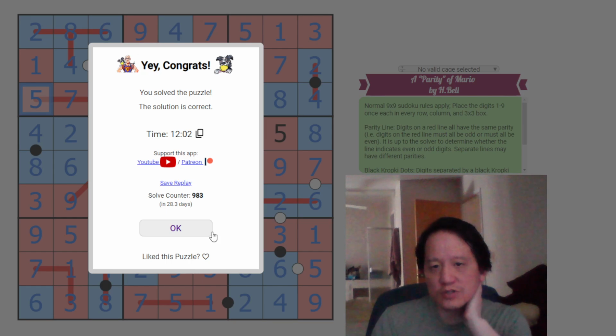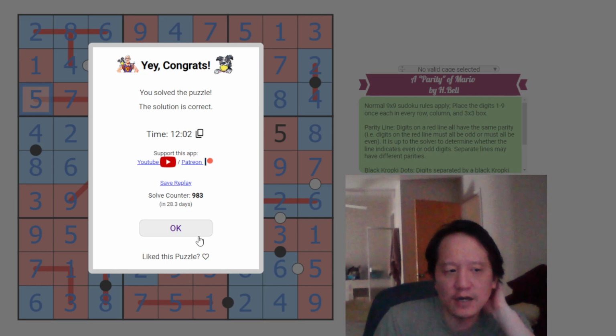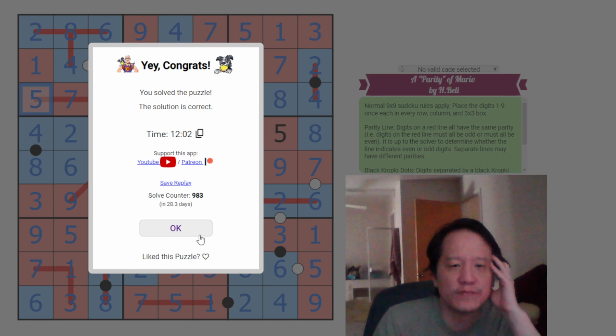And that's the solution. Pretty straightforward. Yeah. I like coloring things so that it gives me a visual cue about what can be what, right? So it allows you to eliminate possibilities.